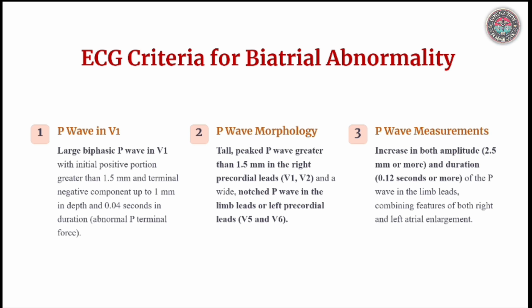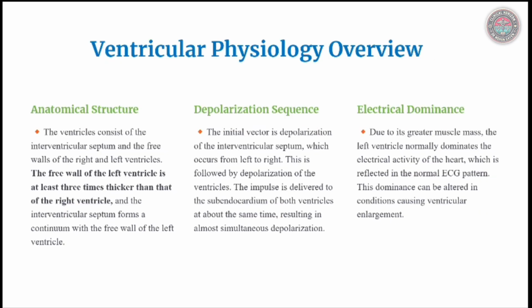Ventricular physiology. Overview. The ventricles play a dominant role in cardiac function. The left ventricle, with its thick muscular wall, pumps oxygenated blood systemically, while the right ventricle delivers blood to the pulmonary circulation. Depolarization begins at the interventricular septum, proceeding from left to right before spreading to both ventricles. Because of its greater mass, the LV usually dominates electrical activity, influencing ECG waveforms.